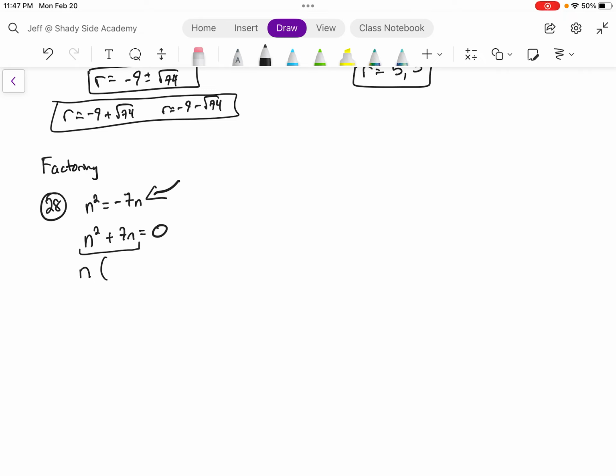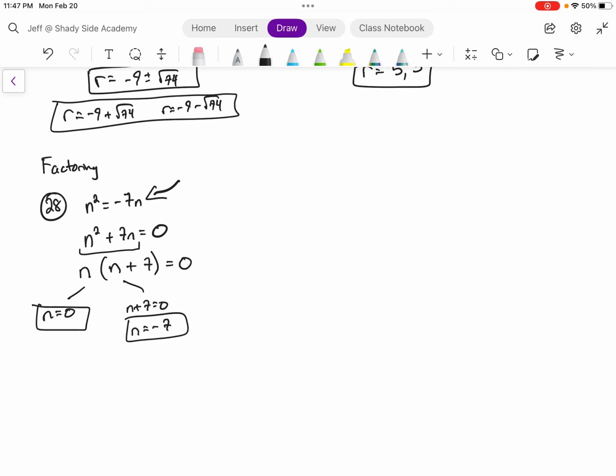So I'm going to pull an n out, and then what makes n squared? N times n will make 7n, n times 7. So I'm going to be left with something that looks like this. Okay. Well, now I could just use the zero product property, right? And say that either n is 0 or n plus 7 is 0, because they multiply to be 0. So n is 0 or n is negative 7. Those are my two solutions there.